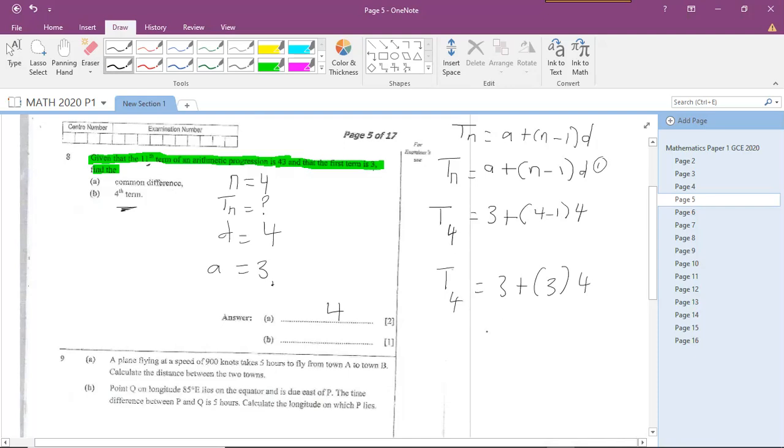Then we expand, is it 4 times 3, that would be 12. So this will be 3 plus 12. Therefore, the fourth term will be 3 plus 12, so 15. The fourth term is 15. So that's how we solve these questions. That's how we calculate the common difference. It's not that hard. It's literally not that hard.